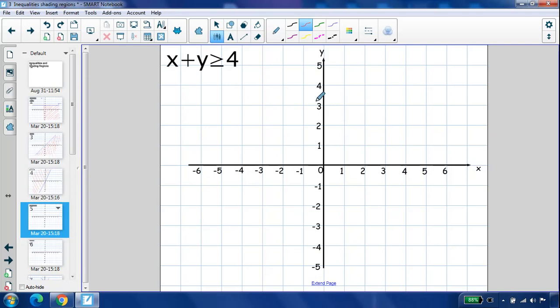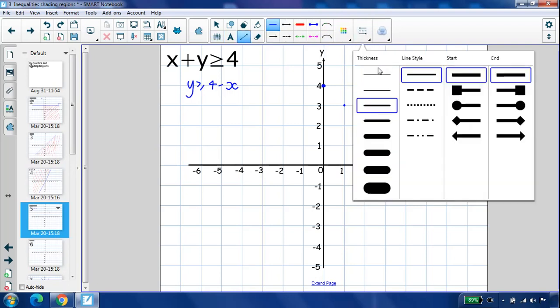Let's have a look at this one. Now it's not in the correct form. We would want it in the y is equal to mx plus c form, so I'm just going to rearrange so I have it in the right form. So the y-intercept is 4 and the gradient is minus 1. So I'm going to have a line cutting through those points. It's a greater than or equal to sign, so it's going to be a solid line.